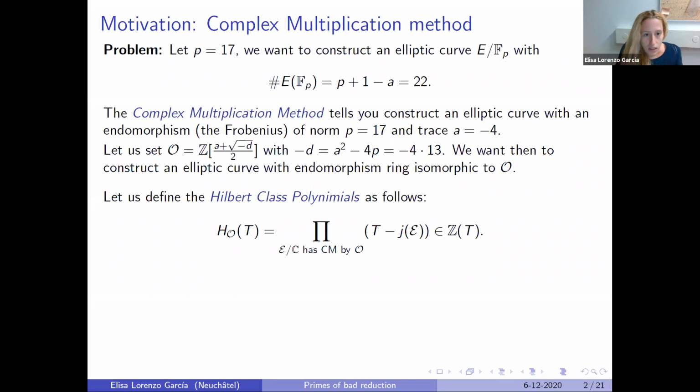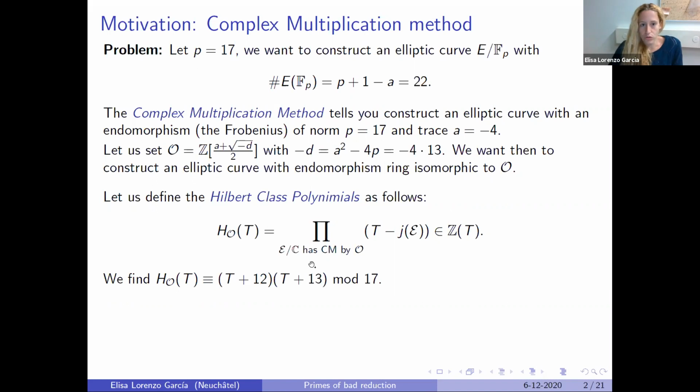Keeping with the example, this algorithm that I just described is even now implemented in Sage. So you can just ask Sage for the Hilbert class polynomial. And this is what I did for this example. And of course, I directly took the reduction modulo 17 of this polynomial. In this case, it's a polynomial of degree 2.